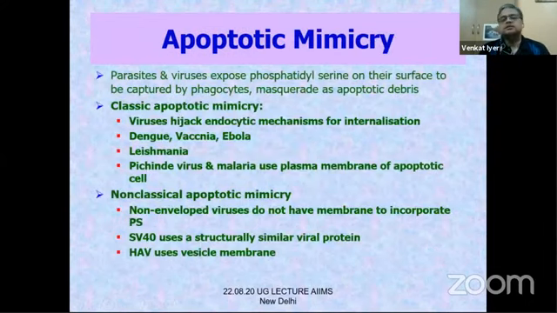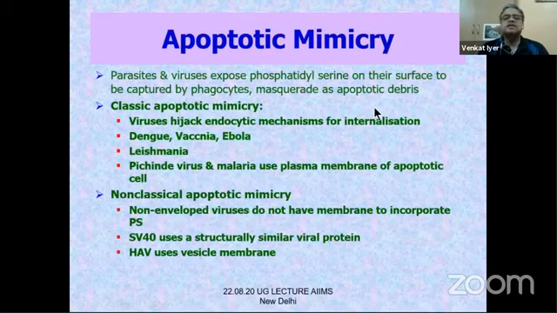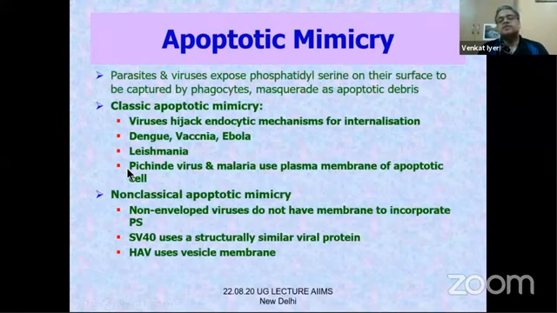Similarly, upregulation of PI3-AKT pathway, which regulates apoptosis, makes it possible for these cells to survive despite the presence of cell death signals. Apoptotic mimicry is very interesting. Parasites and viruses expose phosphatidylserine on their surfaces, and therefore they can hide by masquerading as apoptotic debris. So this could be classic apoptotic mimicry in which actual phosphatidylserine is expressed, like for example, dengue virus, vaccinia, Ebola. They hijack the endocytotic mechanisms for internalization and can express the phosphatidylserine on the membrane which they derive from the host cell.